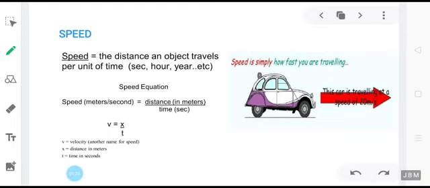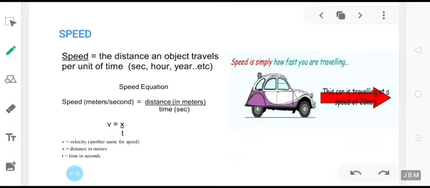Speed. Speed of an object is defined as the time rate of change of position of the object in any direction. It is measured by the distance traveled by the object in unit time in any direction. So mathematically we can obtain speed equal to distance traveled by time taken.